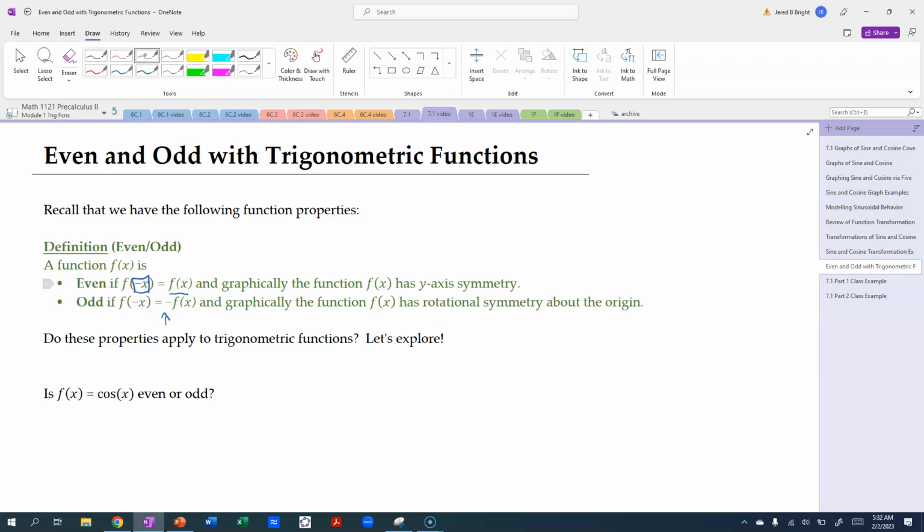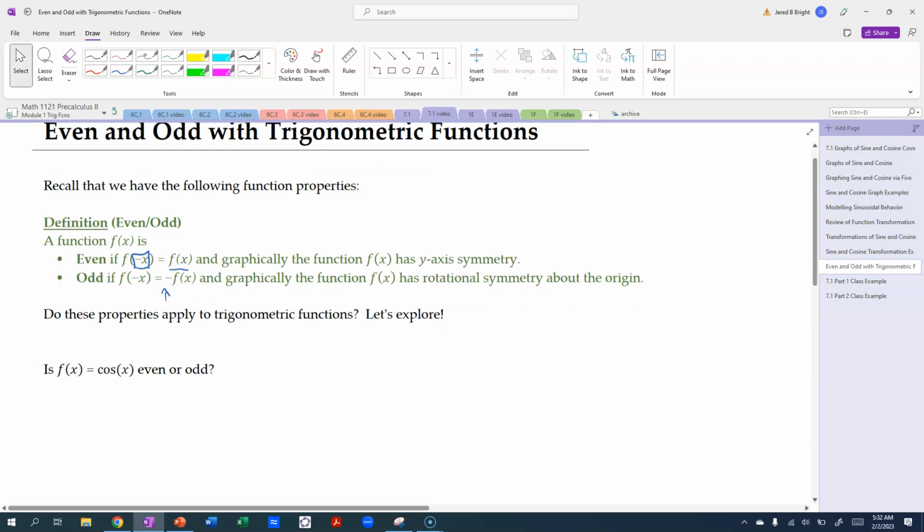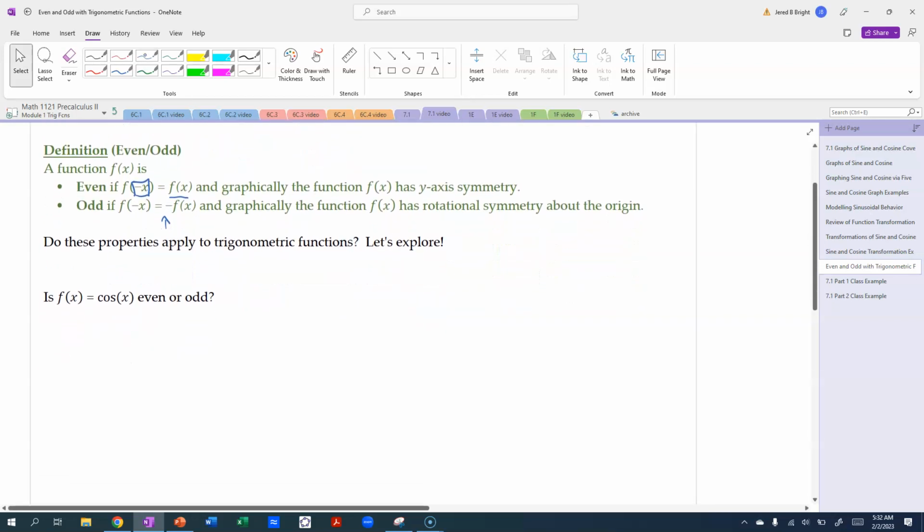And graphically, we would see rotational symmetry about the origin. So we take our graph, fix it at the origin, spin it 180 degrees, and we would get the mirror image. And so we're wondering, do these properties apply to the trig functions? So we're going to look at cosine first. It just happens to be easier. So we can try the algebraic approach.